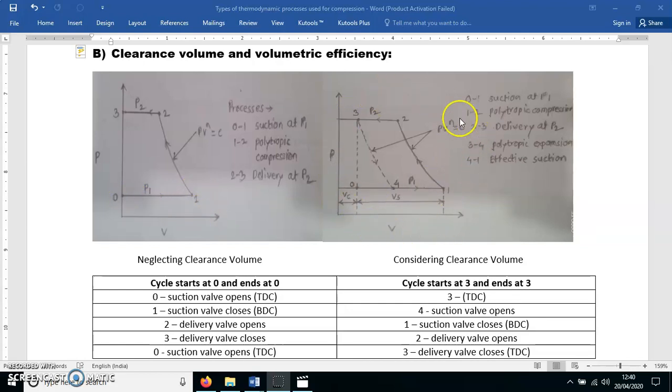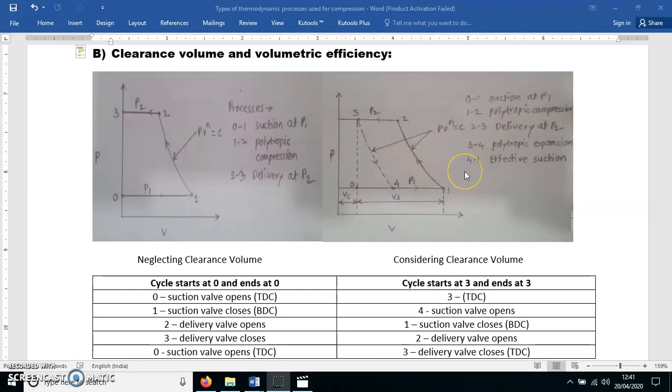Now this figure represents the PV diagram of the compression cycle when clearance volume is considered. In the practical case, there is always a clearance volume inside the compressor cylinder. What is the clearance volume? It is the volume enclosed between top dead center and the cylinder head surface.